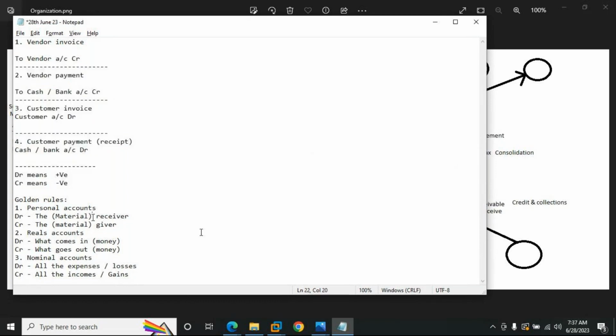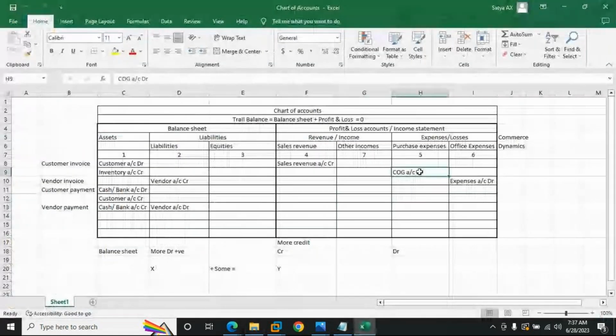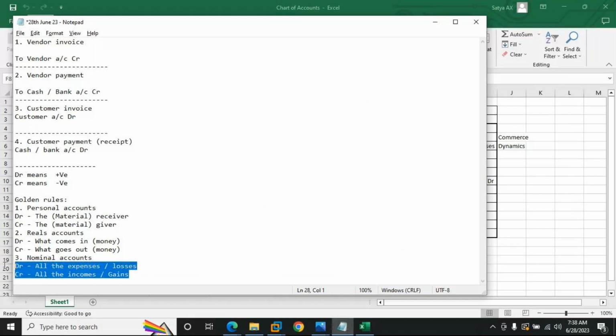I have added a small amendment to the golden rule. I'm not a finance expert or a chartered accountant, but for understanding purpose, I have modified it a little bit. The material receiver, the material giver, what comes in, what goes out. And here it is all expenses. It is opposite behavior. Debit is losses, and income is credit.